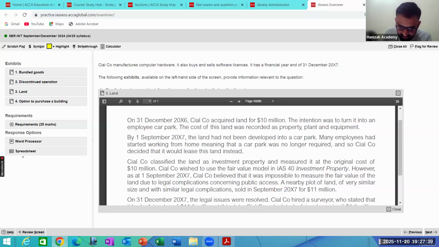On 31st December X6, a year ago, C company acquired a land for 10 million. The intention was to turn it into an employee car park. And the land is recorded as property, plant and equipment under IAS 16. And it was the right treatment.